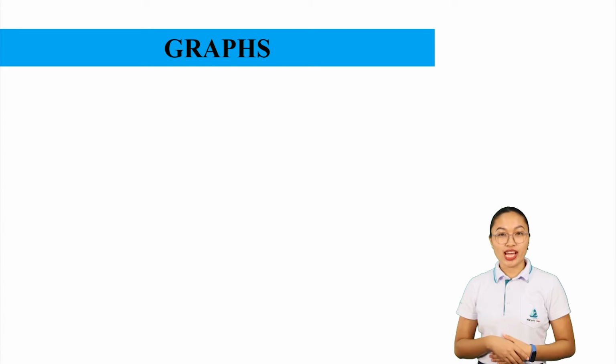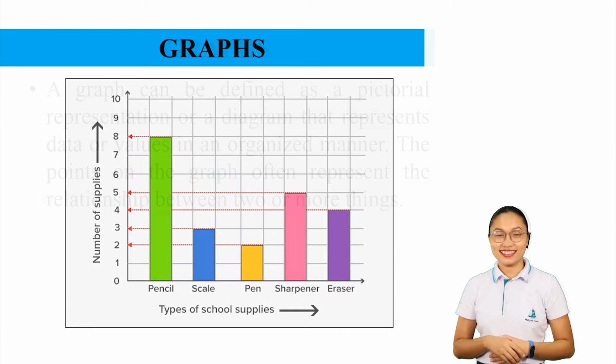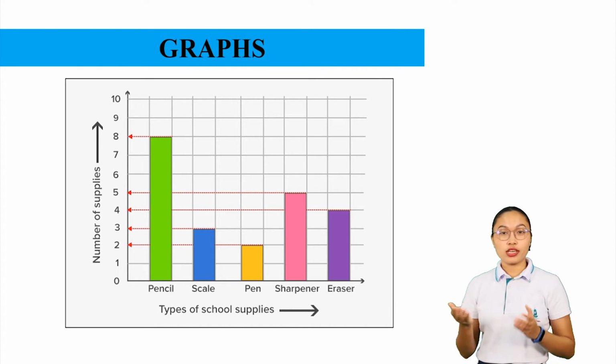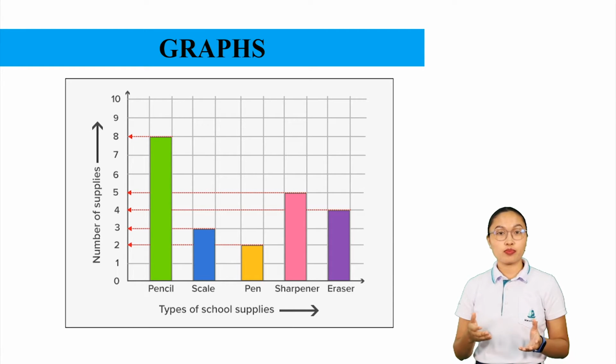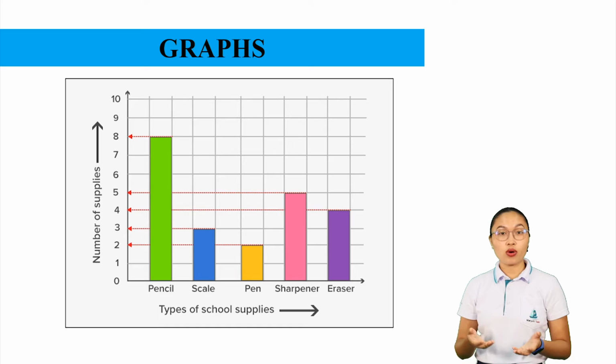Moving on, we have graphs. A graph can be defined as a pictorial representation or a diagram that represents data or values in an organized manner. The points on the graph often represent the relationship between two or more things. On this example, it shows a graph representing the relationship between the number of supplies and type of school supplies. Don't be confused between charts and graphs, since graphs are one type of chart, but not the only type of chart. In other words, all graphs are charts, but not all charts are graphs.